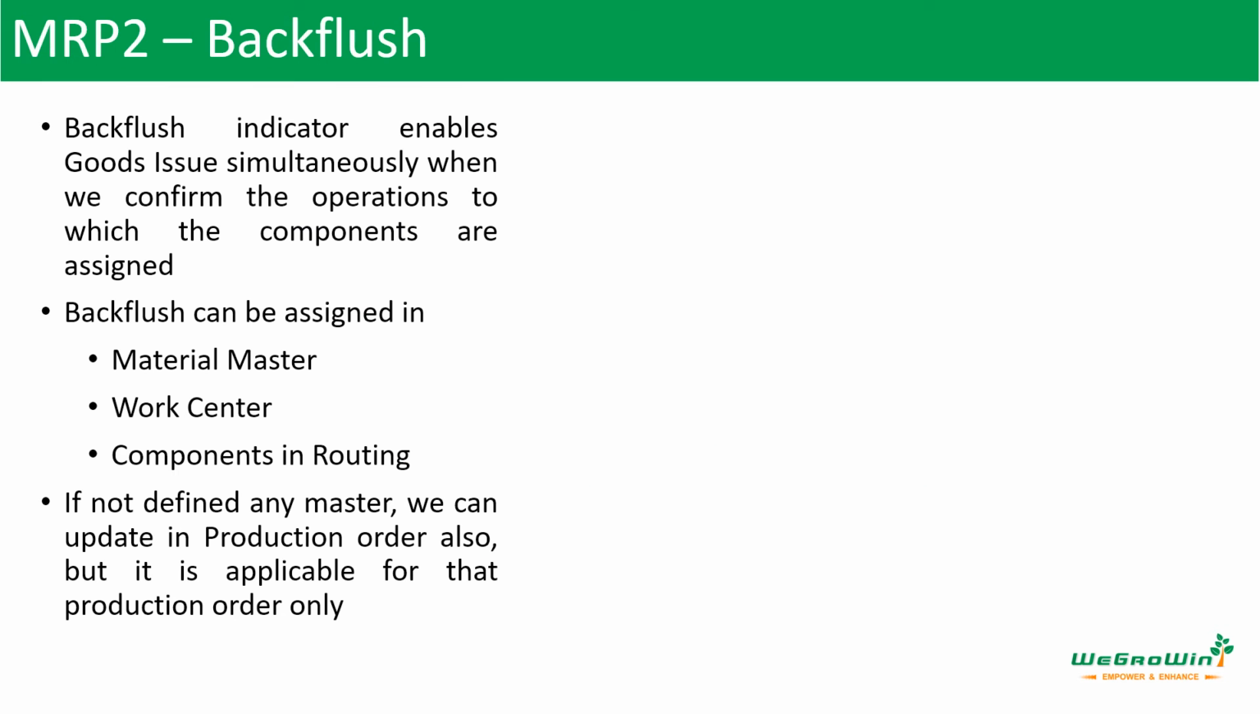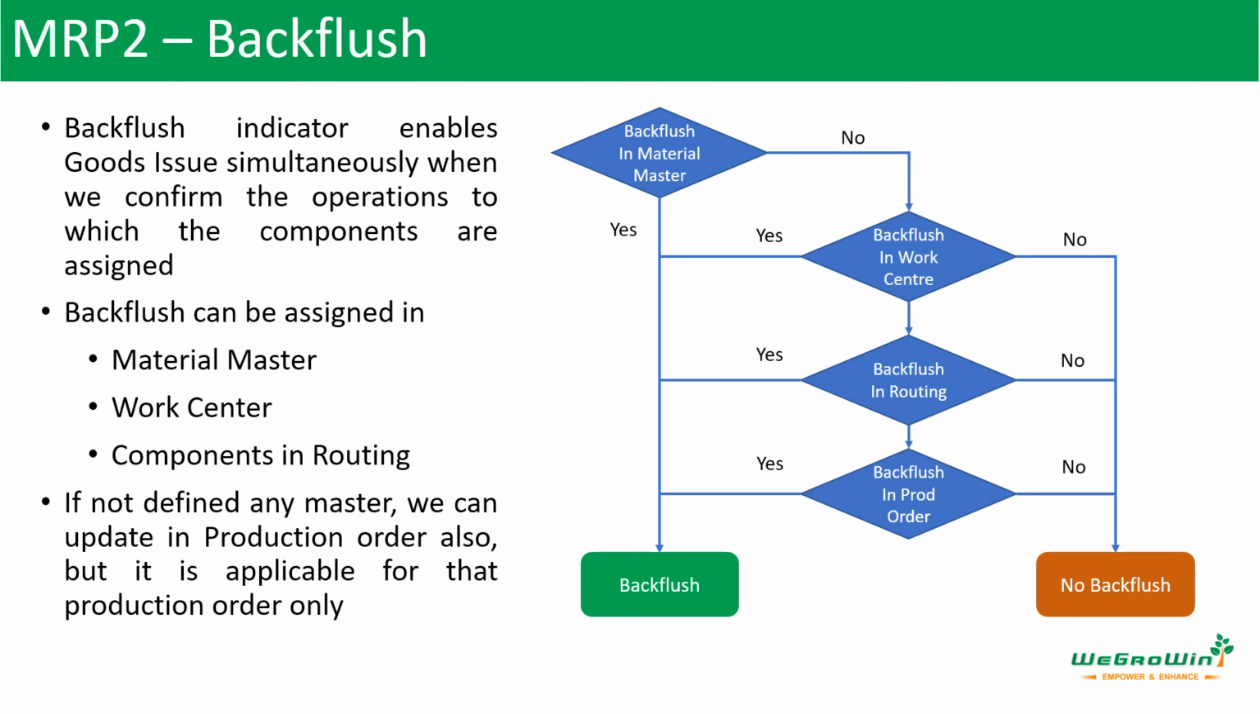So backflush indicator enables goods issues simultaneously when you confirm the operations, so with automatic confirmations, the consumption also will happen automatically. The backflush can be defined in material master, work center, or components and routing. And if it is not defined in any master, then we can update it manually in the production order also, but that is applicable to that production order only. Okay. So just to have an overview of how the backflush is working.